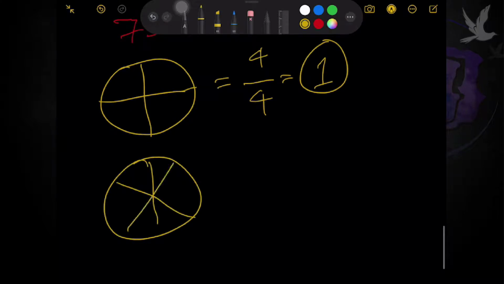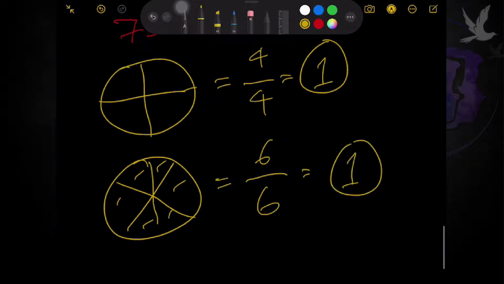Even if you're just going to divide it by 6, 1, 2, 3, 4, 5, 6, that's 6/6, that's still equivalent to one whole pizza. It's that easy. Okay, this is basically the basics of making you understand the logic of fractions.